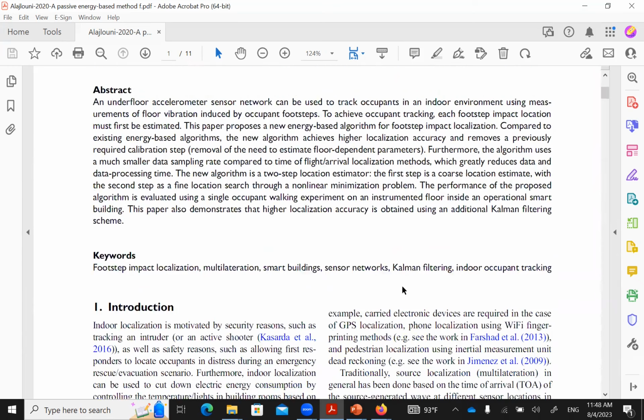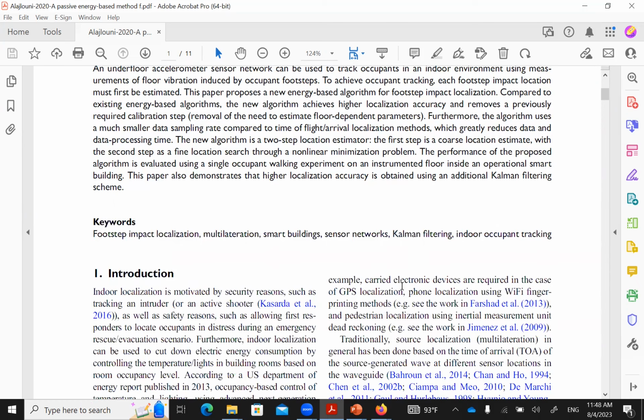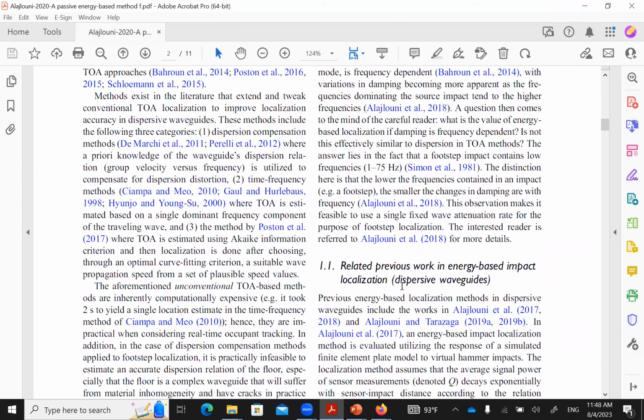So in this paper, we applied the Kalman filter to the occupant tracking problem. So now I'm going to show you the measurement model, and show you the derivation of the state model, and then how we applied the Kalman filter.